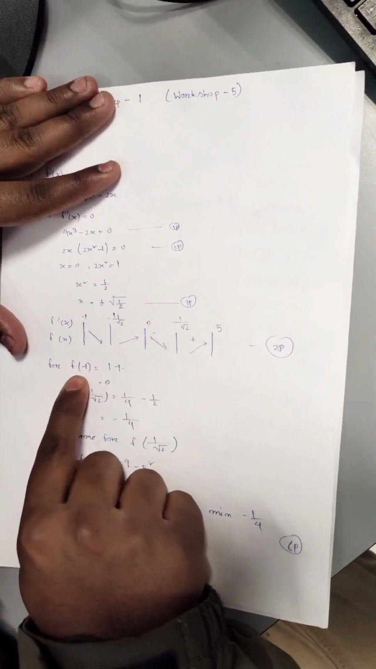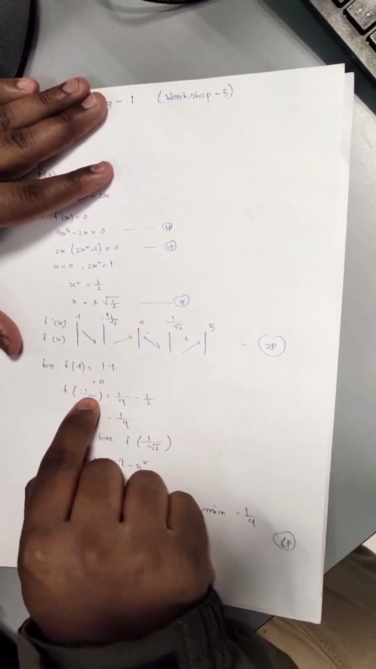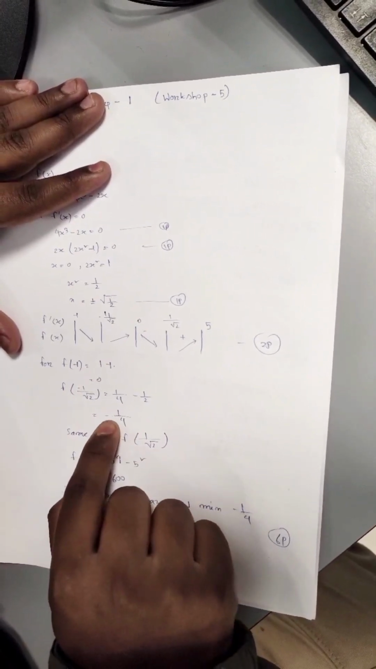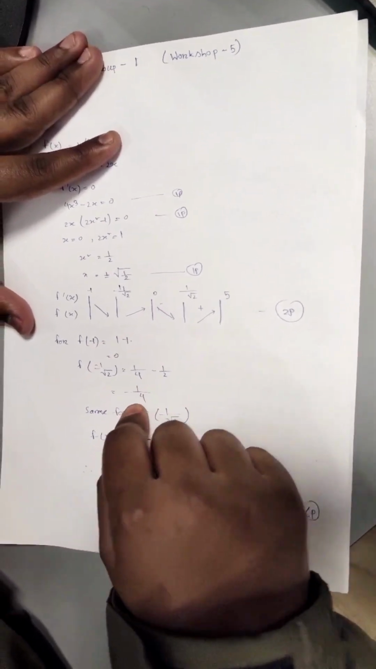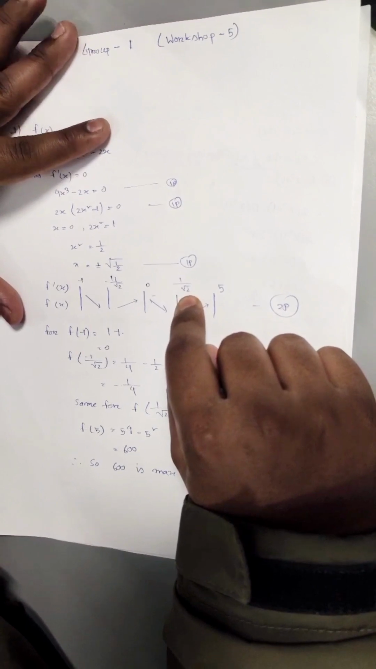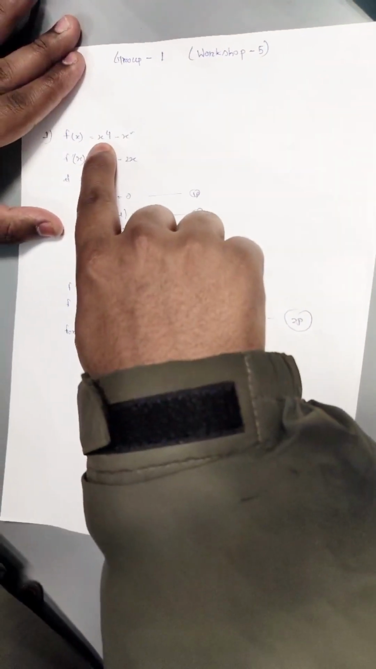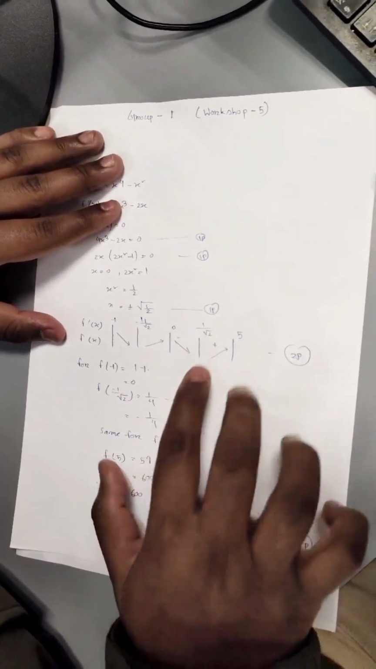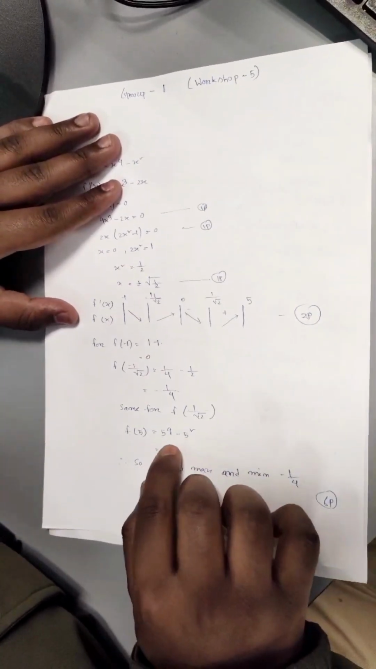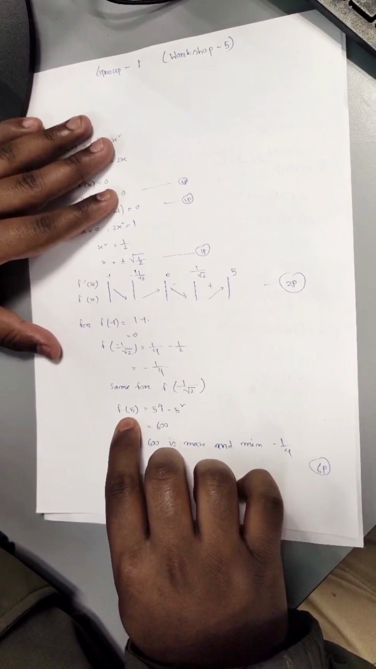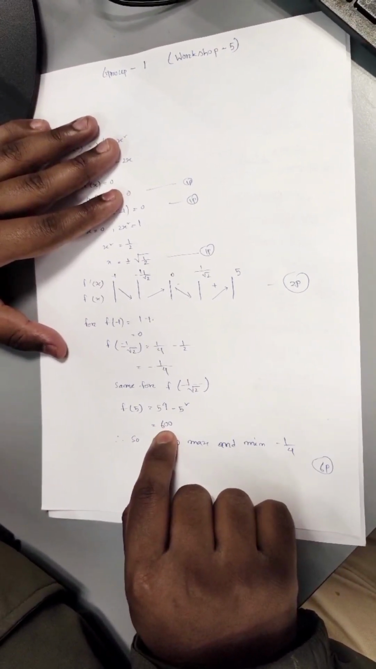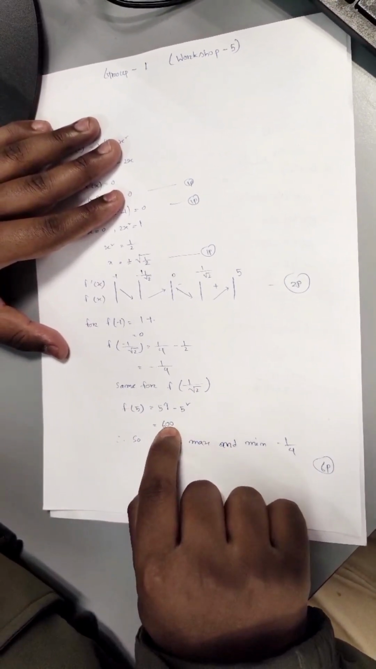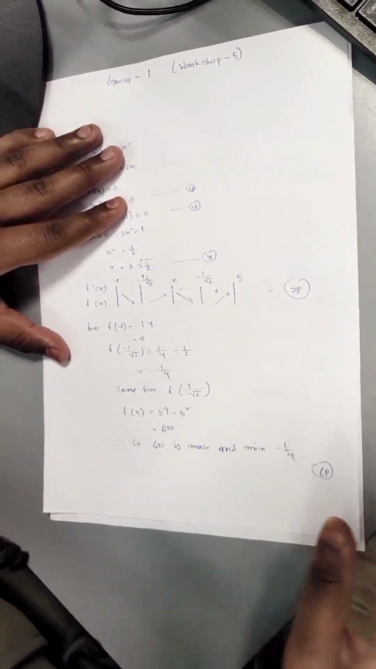So for minus 1 we get 0, for minus 1 by root 2 we get minus 1 by 4, and this value will be the same for 1 by root 2 because the positive squares cancel out the negative signs, so I didn't write it again. And for 5 we get the maximum value, so this is the maximum and this is the minimum value.